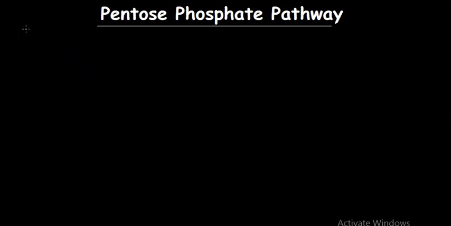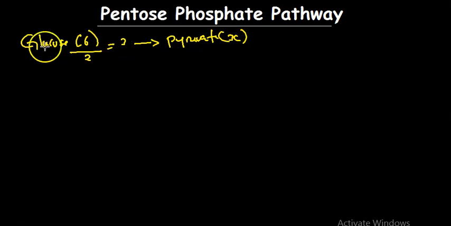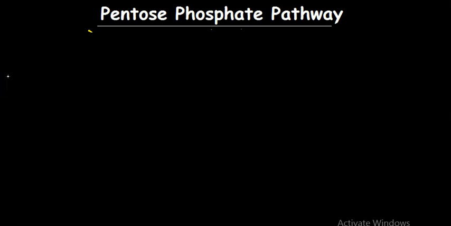Remember, glycolysis is simply the breakdown of glucose into pyruvate. And if you remember, we said glucose is a 6-carbon molecule, and it has to split into 2. 6 divided by 2 is simply 3. And the final product at this point is going to be the pyruvate, meaning pyruvate is a 3-carbon molecule. So back to our main topic, which is the pentose phosphate pathway.